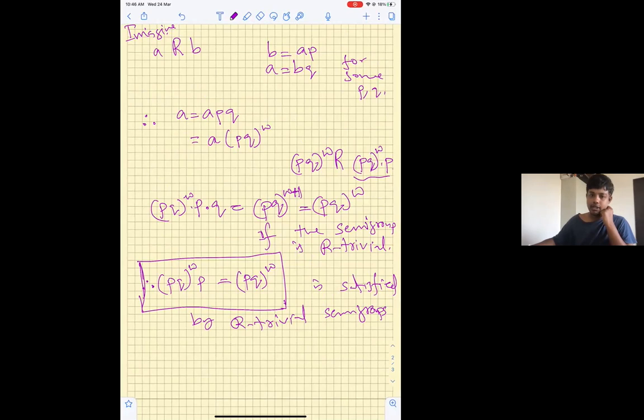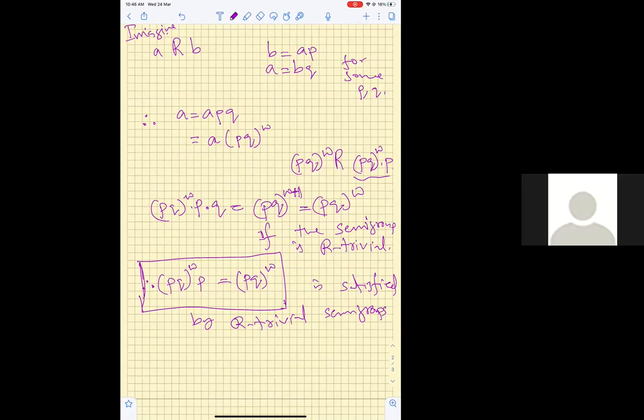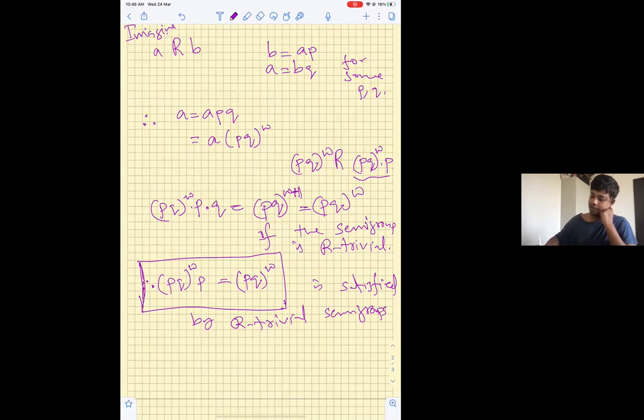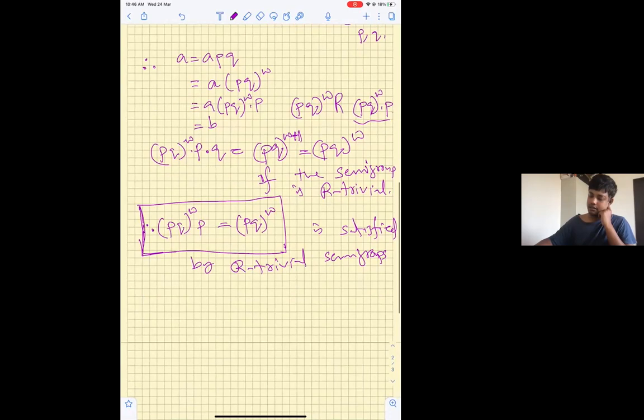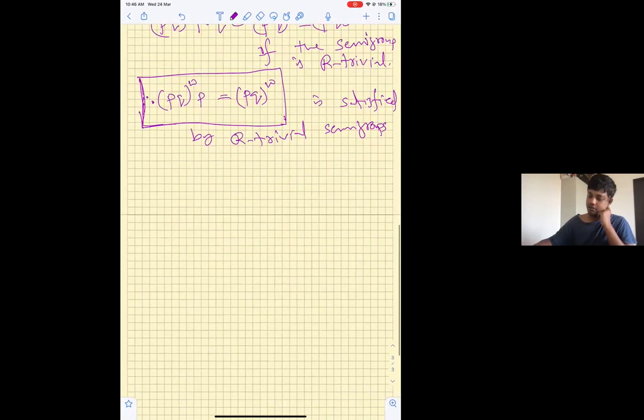Is that okay? Whatever I just did. Yeah. So why did I talk about A and B? PQ power omega times P is equal to P. Maybe I confused you a little bit.